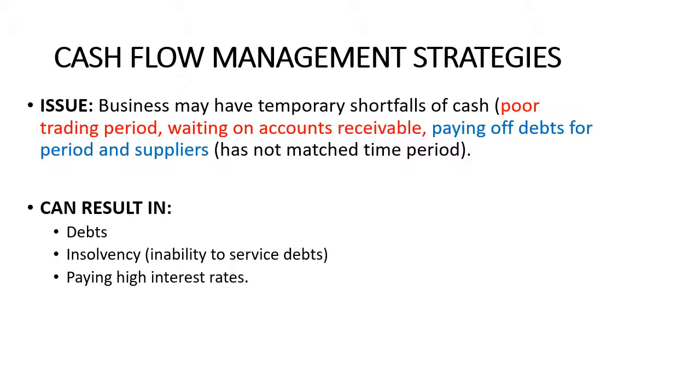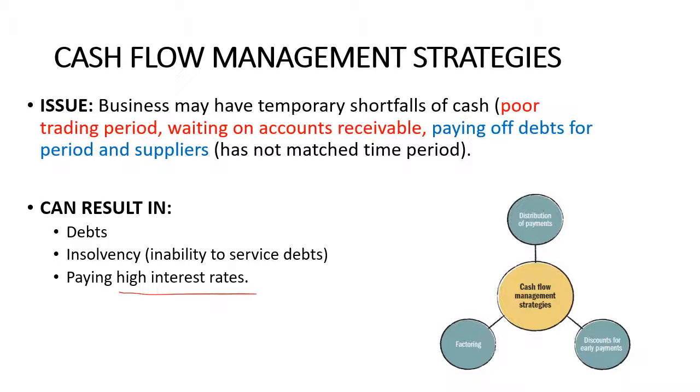Okay, now what that can result in is debt. I might need to borrow money to service my current debts or what I currently owe. It could lead to insolvency, which is the worst case scenario, my inability to pay off debts. And essentially, when I have debt, interest rates. That's annoying. Okay, so we've got the issue. We've got to look at the ways to address it now. And there's 3 key ways. Okay, so first one will be distribution of payments.